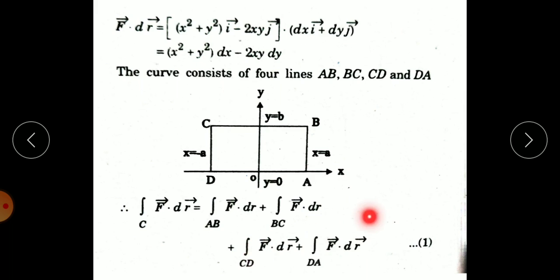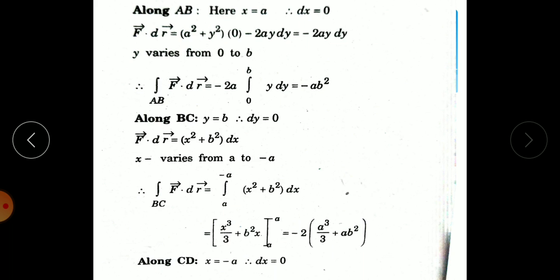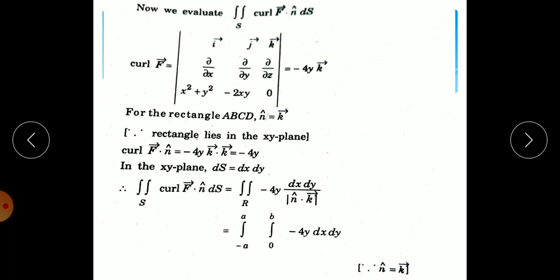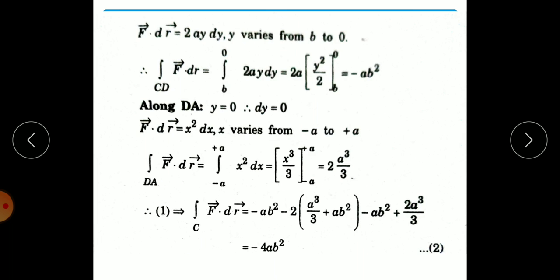This you are going to substitute. So the integral over C of f dot dr vector equals the sum of the four sides, AB plus BC plus CD plus DA. You have to substitute all the values there. So take this as the second equation.